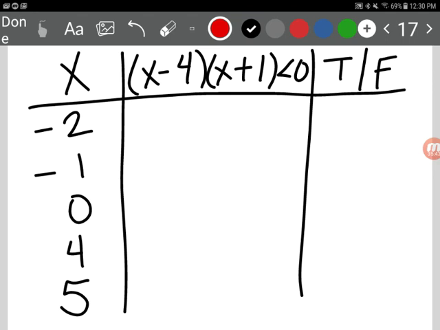When I finish working it out, I should get 6. Now, is 6 less than 0? True or false? 6 is not less than 0. Just use what you know. You know 6 is not smaller than 0. You know that's a false statement.